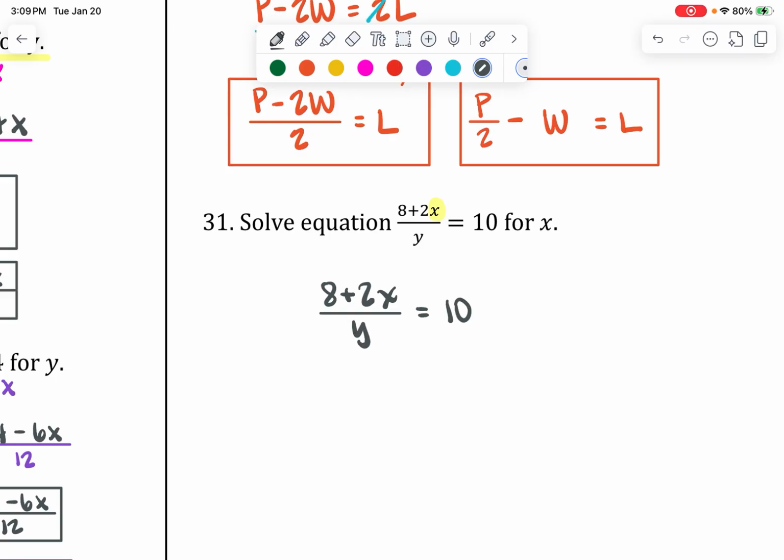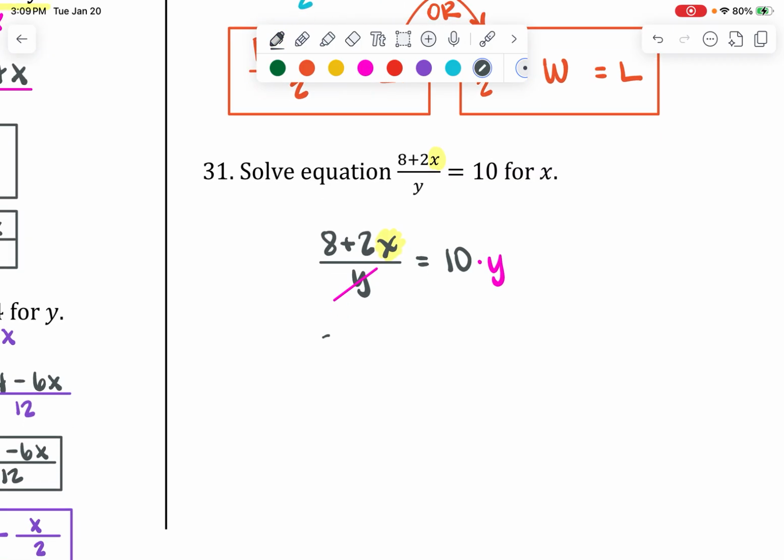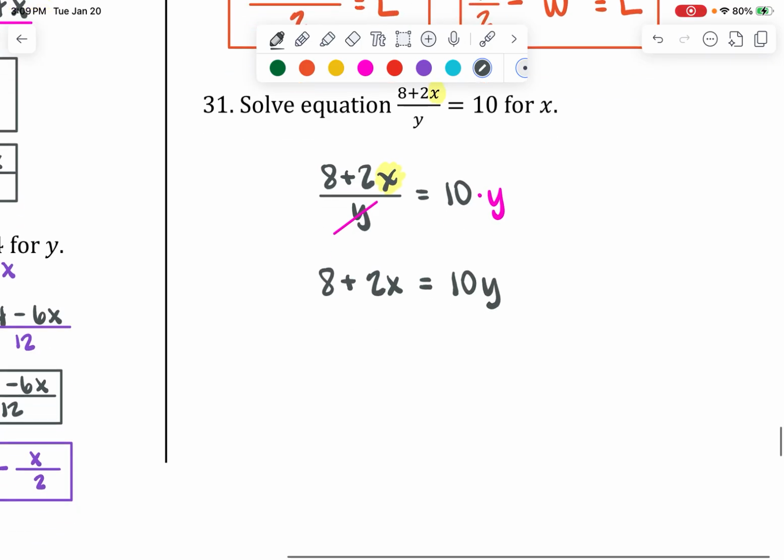There we go. All right, so we're trying to get our way to this x, but I cannot get to that x until I do something to get rid of that y. Well, he's a divider, which means on the other side, he's going to become a multiplier. So now I have 8 plus 2x equals 10y. And now we're right back to every single other question that we've just been doing. I'm trying to get the x by itself.